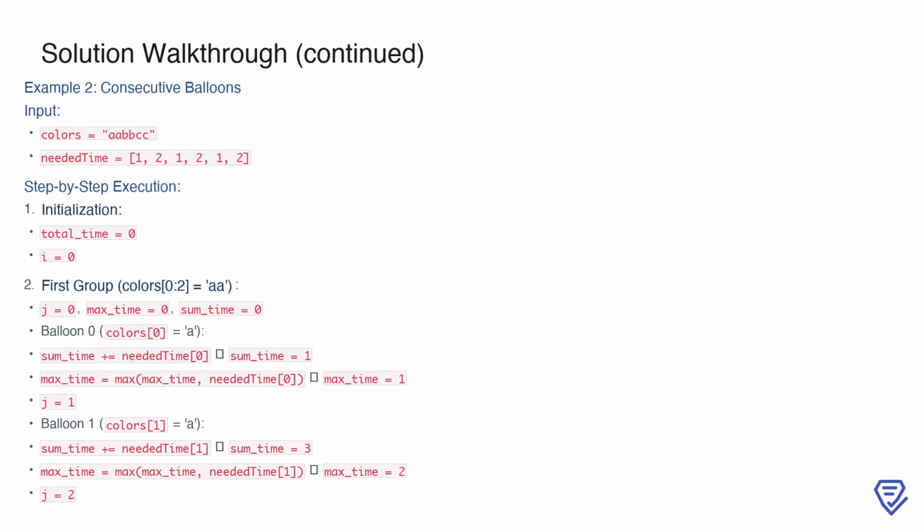In this example, we are given the input colors equals and needed_time equals 1, 2, 1, 2, 1, 2. We begin by initializing total_time to 0 and i to 0.